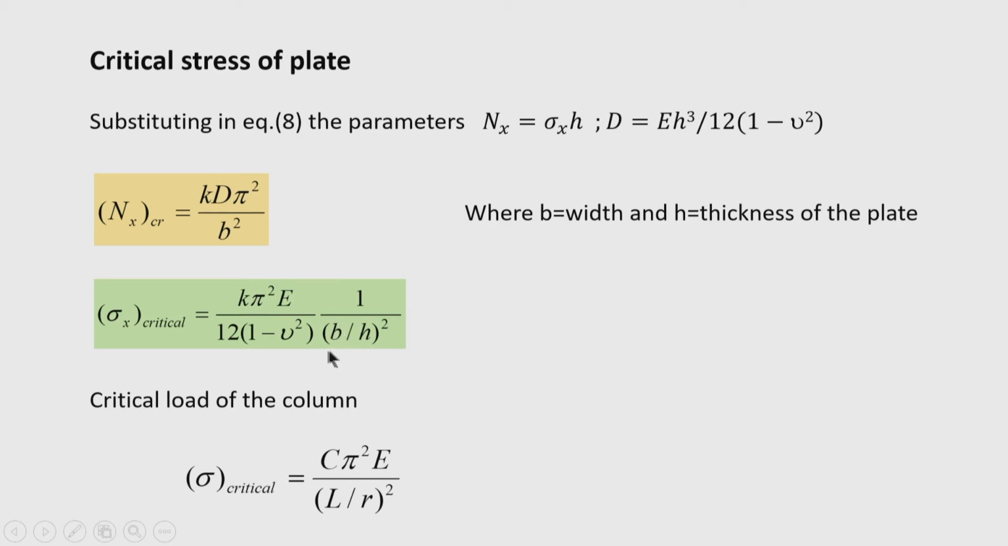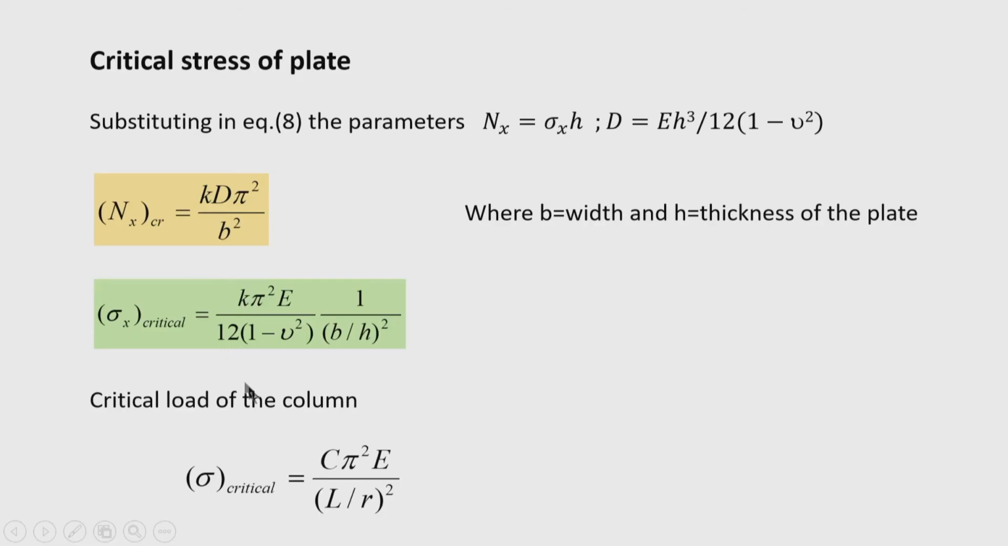So, the critical stress here depends on the ratio of the width to thickness of the plate. In a thin rectangular plate, the critical stress is inversely proportional to the (b by h) square ratio. If we compare the critical load of the column with the critical load of the plate, we can see that the critical stress of the column is a coefficient C pi square E divided by (L by R) square.